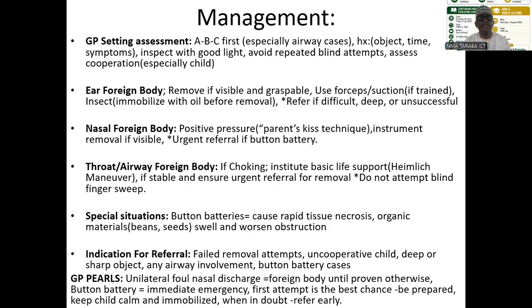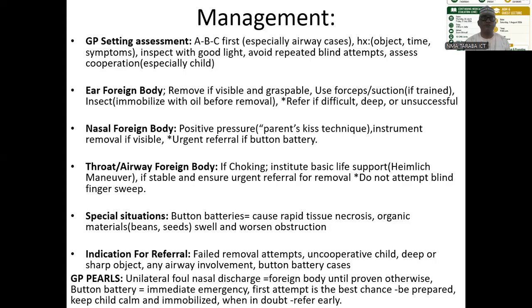Then the management at the general practitioner setting: first, especially, assess the airway, and take the history of the object that is lodged, the time and the symptoms. Inspect with good light. A light source is very important if you want to assist this patient. Avoid repeated blind attempts and assess cooperation, especially in children. The patient has to cooperate for you to do something useful.